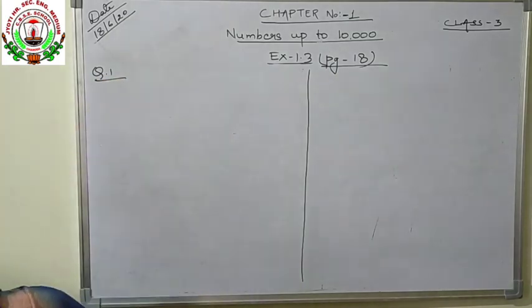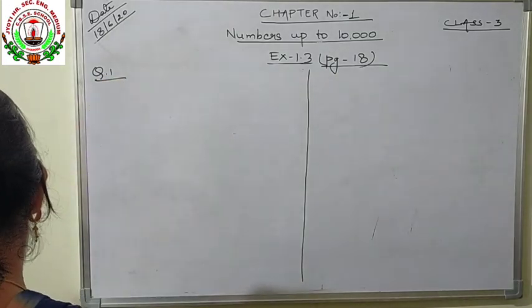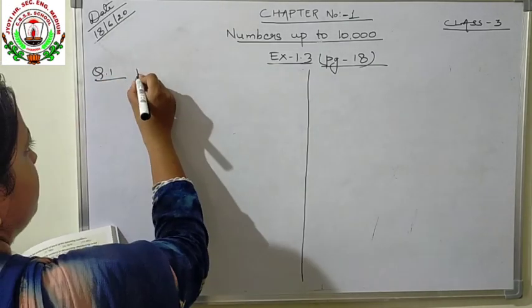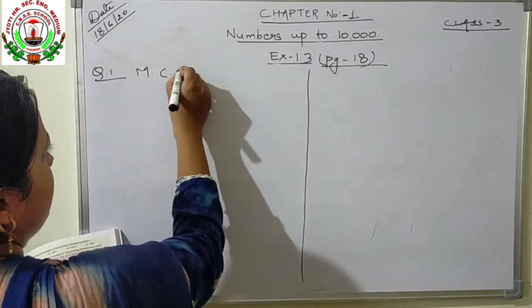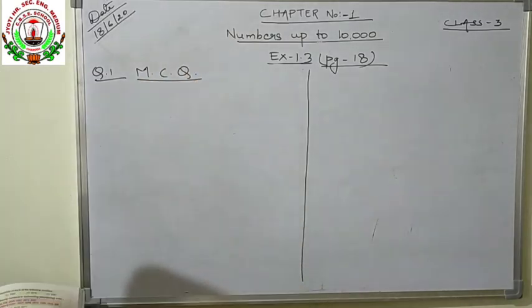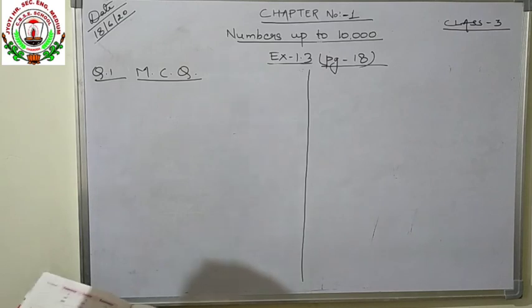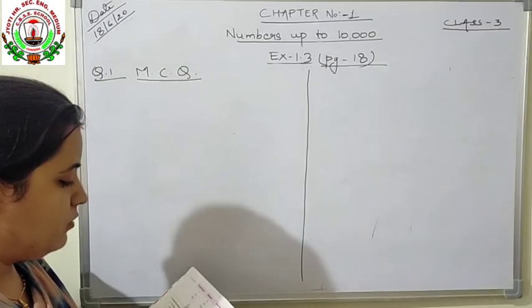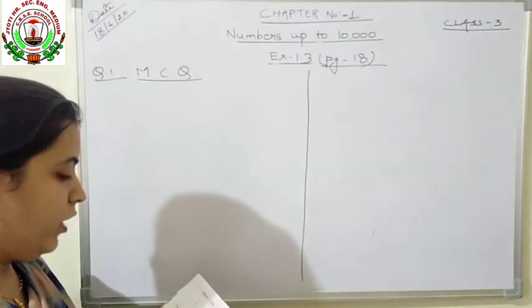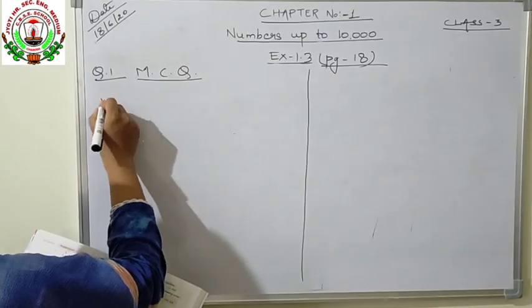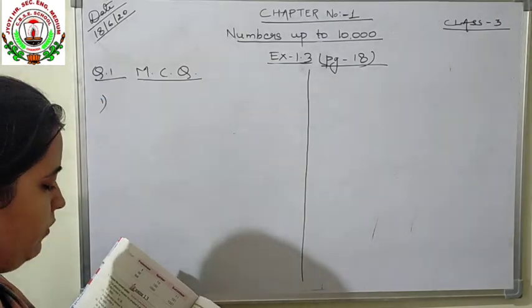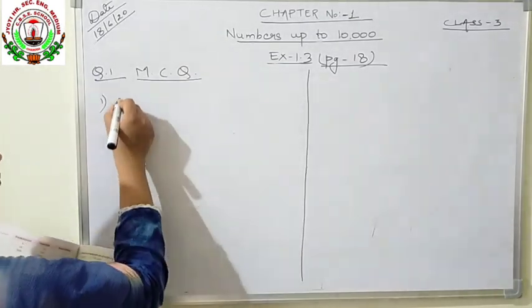What is question number 1? Question number 1 is a multiple choice question, means choose the correct answer. It is an MCQ. So what is the first one? The difference between the smallest 5-digit number and the smallest 4-digit number is. First one is the smallest 5-digit number.